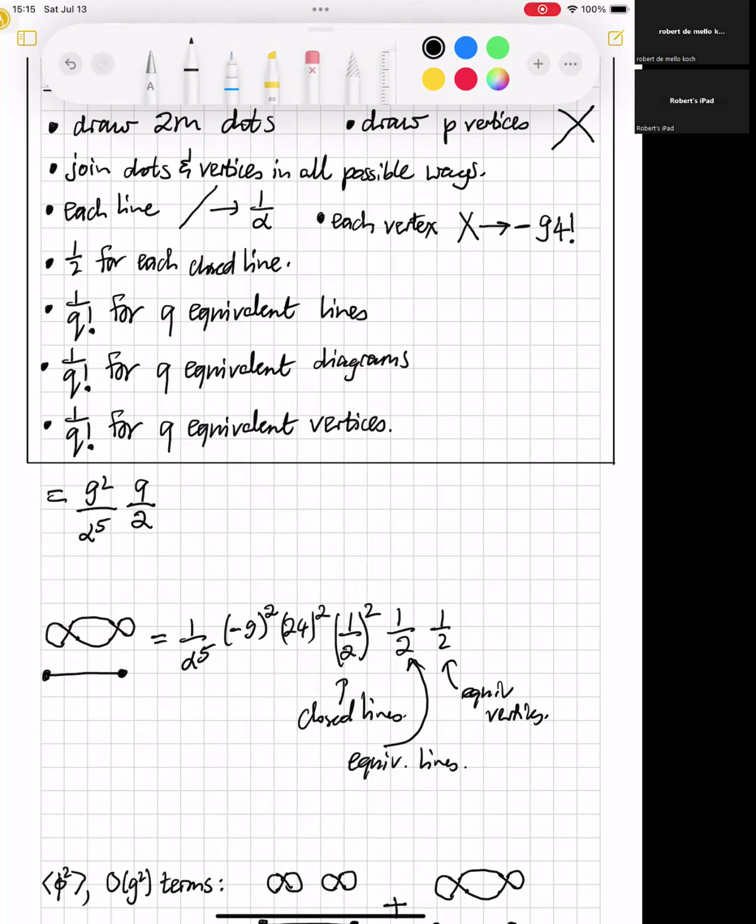Now, what do we have? We've got 1 over 4 times 1 over 4, and I think that you know that 24 over 4 is just 6. So we're going to have a 6 times 6. So what does this diagram equal to? It's plus g squared over alpha to the 5, and then 6 times 6 is 36. Good. So we've evaluated now the second diagram. Let's move on now to the third diagram.